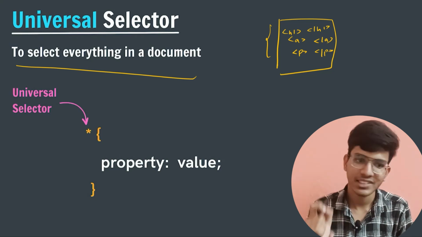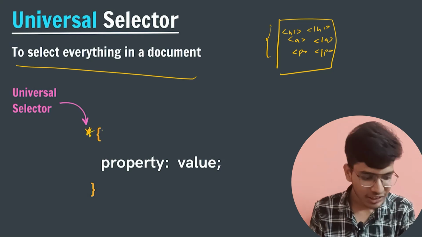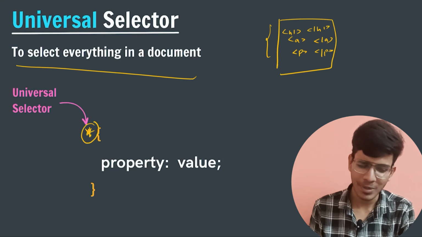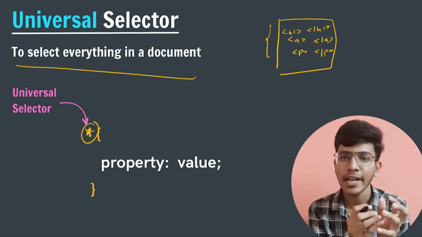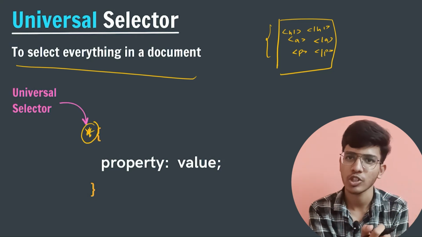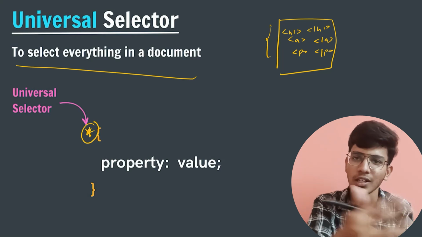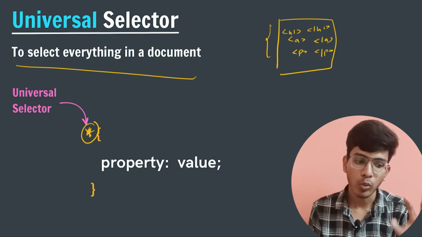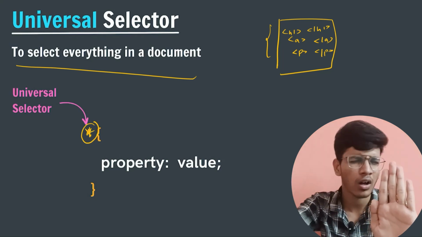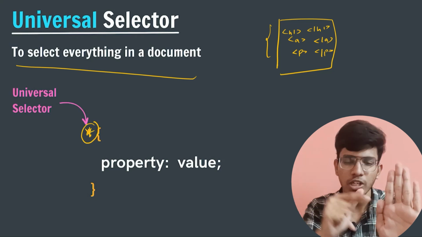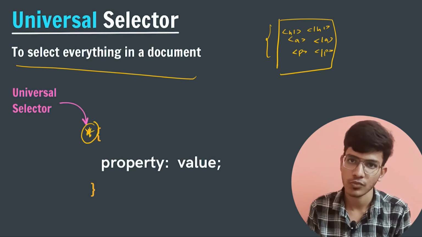So to implement universal selector, what you will do is that you will use this asterisk. This symbol is known as asterisk. Some people call it a star. So you will write star, opening bracket, and you will give some property. What property you want to change? Let's say you want to change the background color of your page. Then you will give background color and its corresponding value. And what this will do is that irrespective of what all the elements I'm having on my web page, I will give a universal styling to the page.